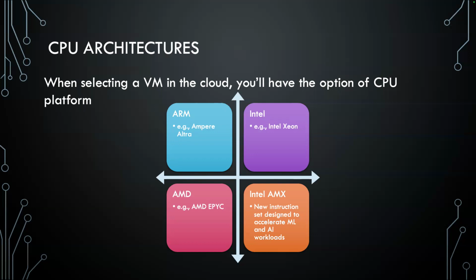If you go to GCP, for example, Google Cloud Platform, and you go to spin up a machine there, one of the first choices you get is going to be the architecture. And so you can choose Intel. There's a new one called Intel AMX that's really big on Google Cloud right now. It's just a newer instruction set. You can choose AMD, you can choose ARM. So you have all those options when you're spinning up a VM.